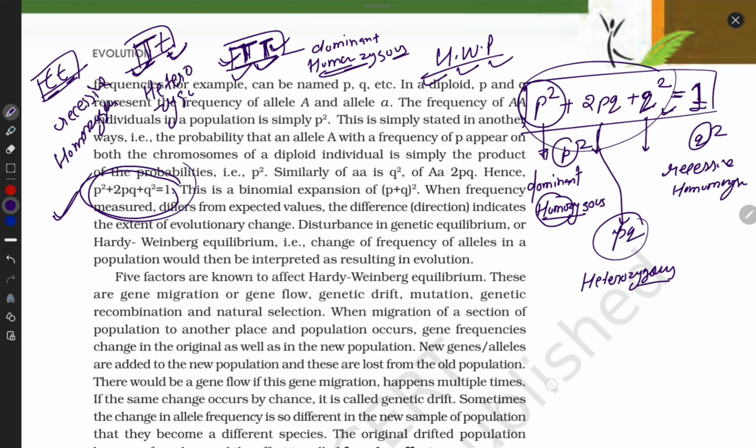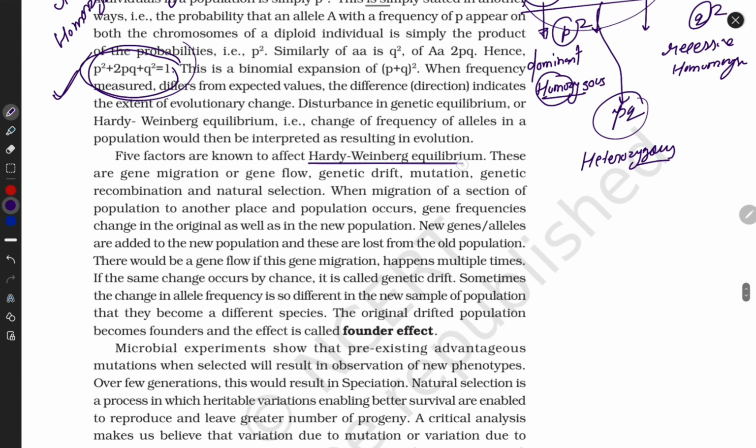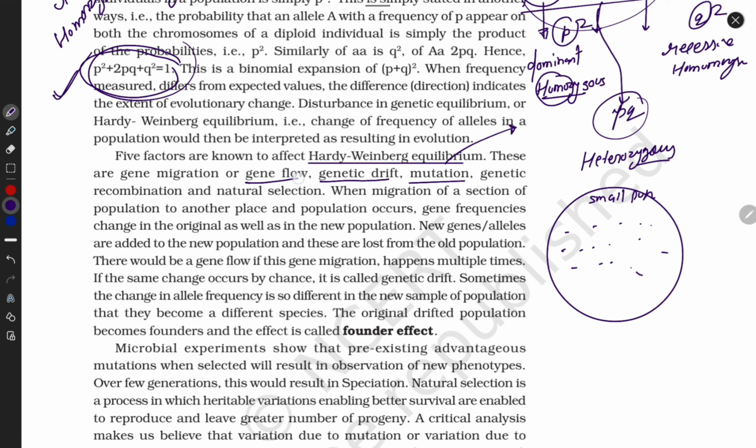And why do they write 1? Because Hardy and Weinberg say that this formula is only applicable for where? He takes a small group of population. Guys, they said that in this population, mutation is absent, genetic drift is absent, gene flow is absent. Guys, genetic recombination is also absent and natural selection is absent.